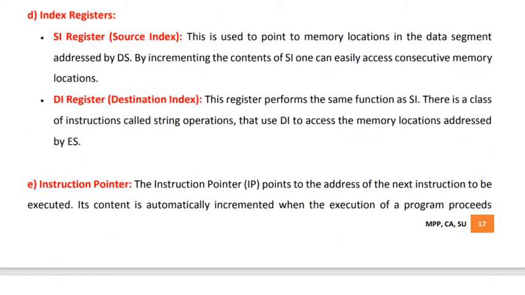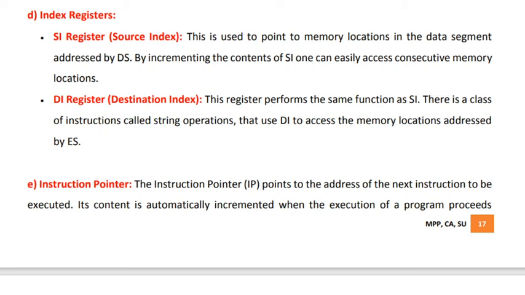We have two index registers, namely the source index register and the destination index register. The source index register is used to point to a memory location in the data segment addressed by DS. It is used as an offset with respect to DS in order to access a specific byte in the data segment. By incrementing the content of SI, one can easily access the consecutive bytes of data in consecutive memory locations.